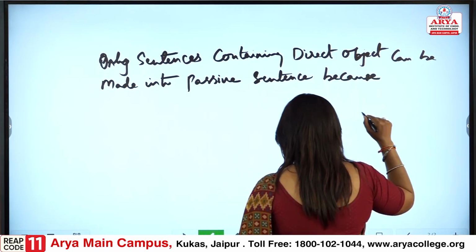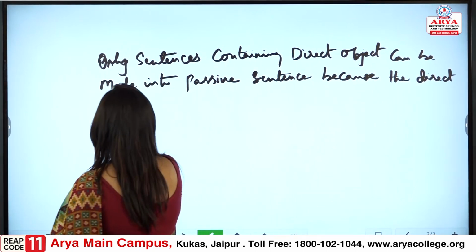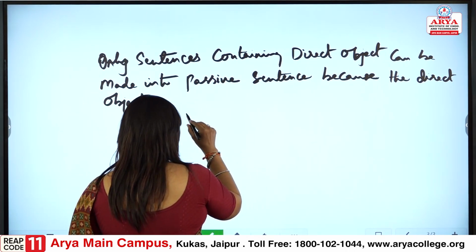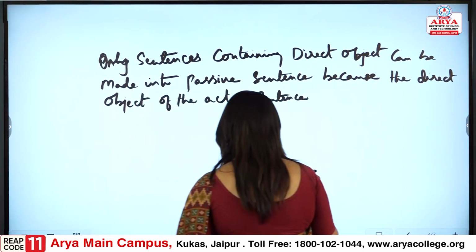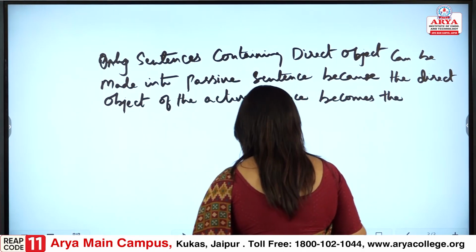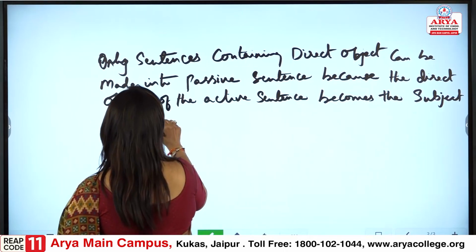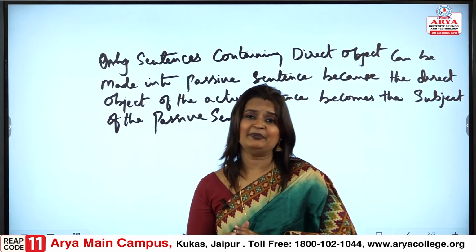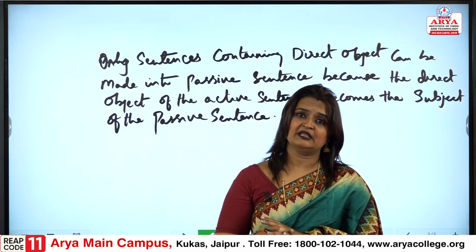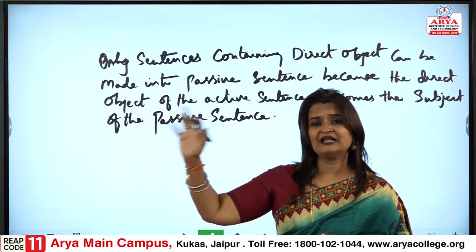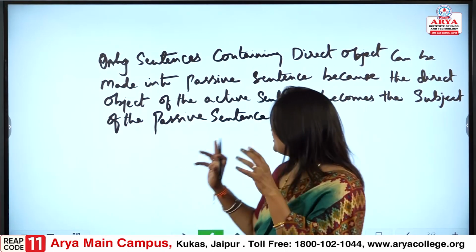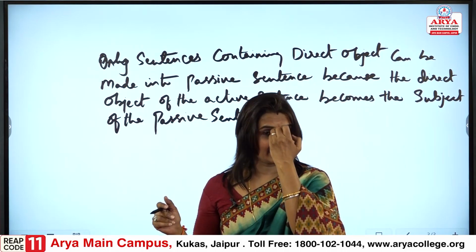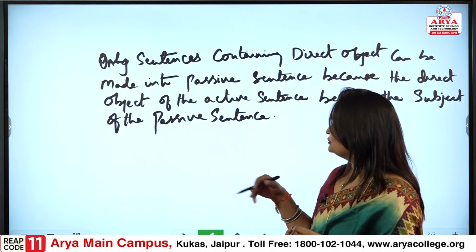This is because the direct object of the active sentence becomes the subject of the passive sentence. Like in the earlier example that we have understood, Nathuram Godse killed Mahatma Gandhi. Nathuram Godse was the subject and Mahatma Gandhi was the object there. Now it is changed to the same thing.